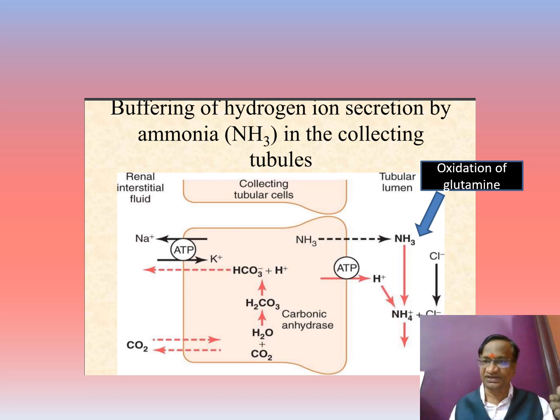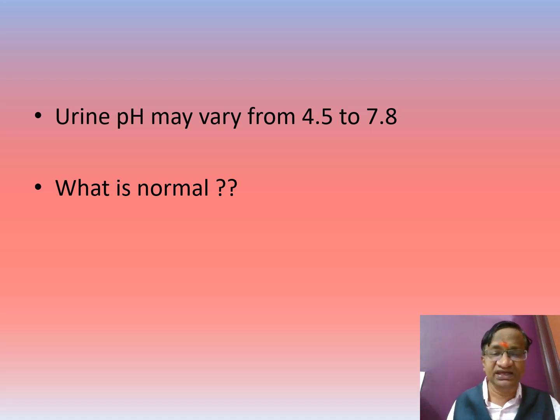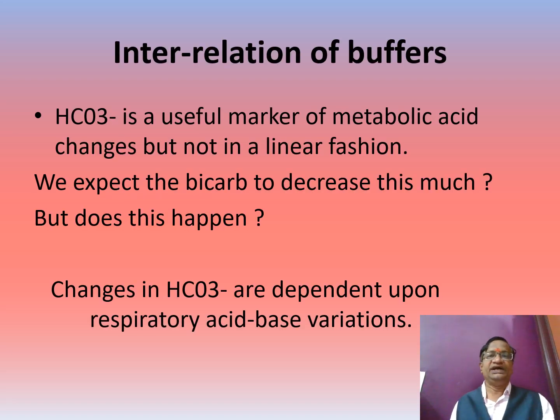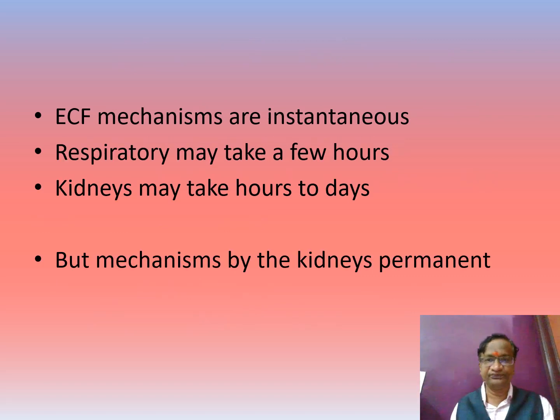So what are the things which happen? Normally carbon dioxide, bicarbonate. Another is phosphate. Another is ammonia. These are all the three things which happen in the kidneys to get the acid excreted. Urine pH may vary. So what is normal? There is interrelation of buffers and metabolic changes, but not in a linear fashion. We expect the bicarb to decrease, but does this happen? Changes are also dependent on respiratory acid base variations. This will come again in ABG analysis.